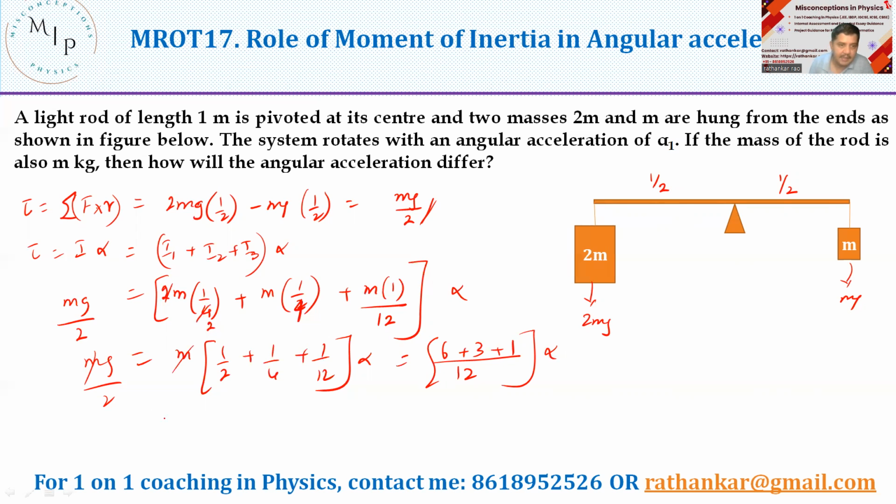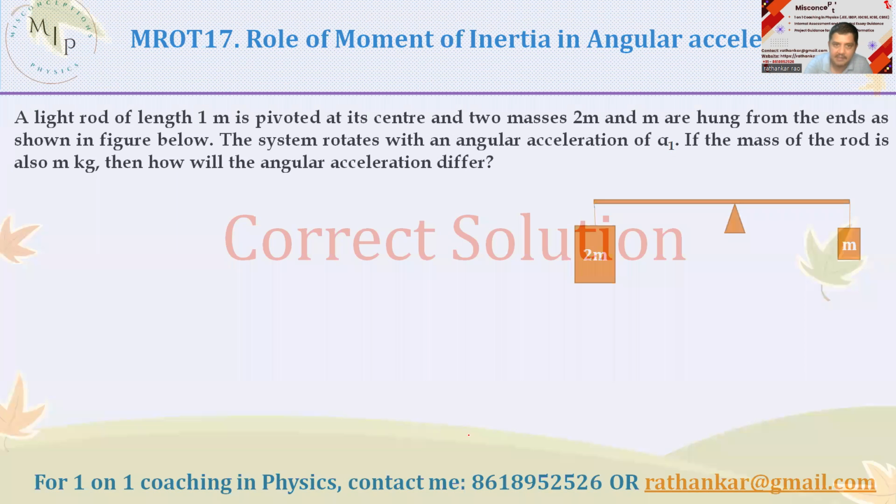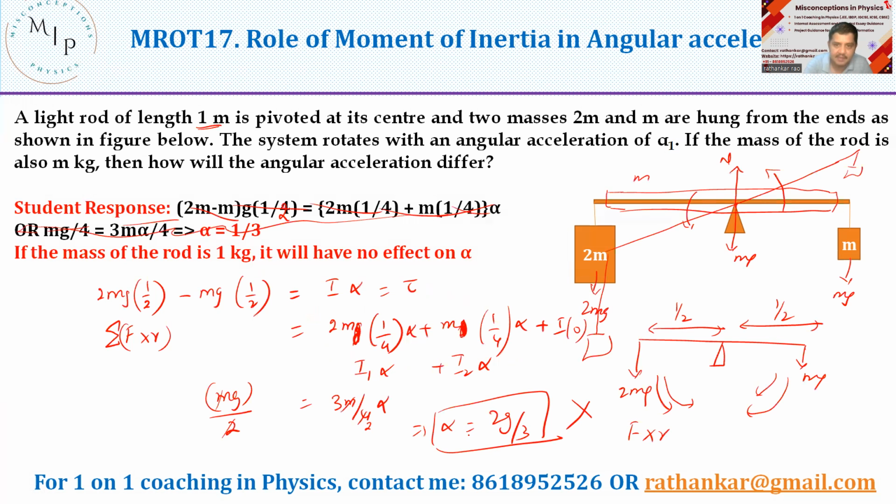Right? Now what do we have on the left hand side? g by 2. g by 2 is equal to 6 plus 3, 9 plus 1, 10. 10 by 12 into alpha. 2 1s are, 2 6s are. Now 2 5s are, 2 3s are. Thus we have alpha equal to 3g by 5. So this is your final answer. Compare it with the previous expression. The previous expression said the value of it was 2g by 3.